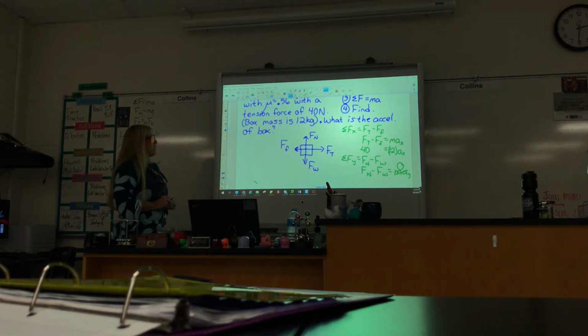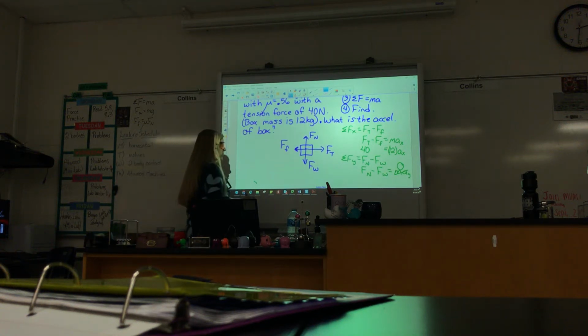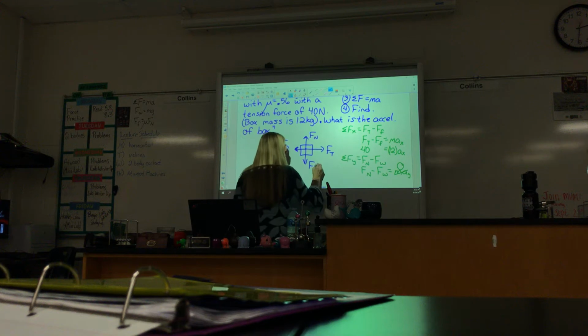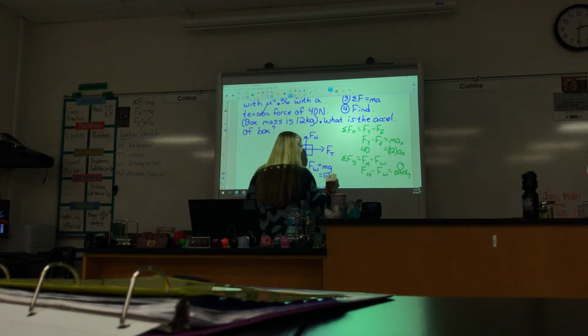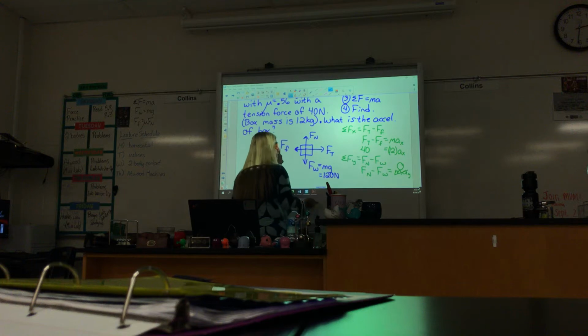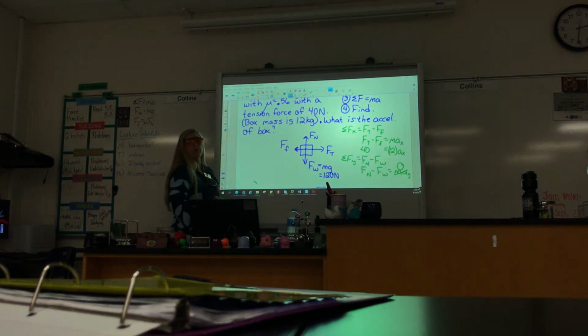So I need some information on my frictional force. I don't have it yet. Let's see what we can do with our weight. We know that the force of weight is equal to mg. And if my mass is 12, what would my weight force be? 120. 12 times 10 is 120. You're always welcome to use 9.8 if you prefer. That's kind of where we're at.